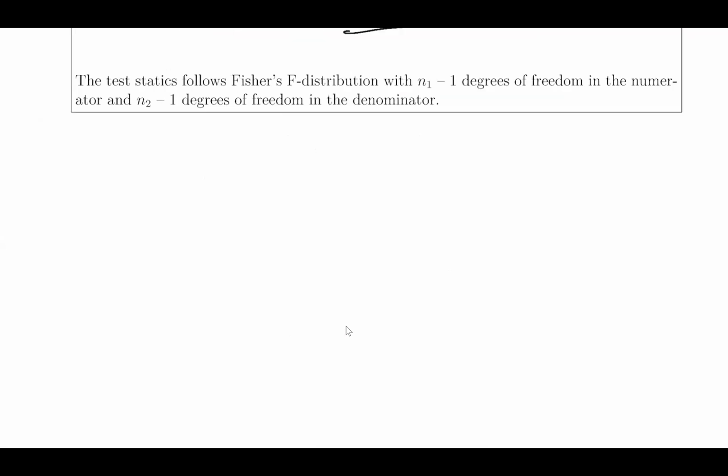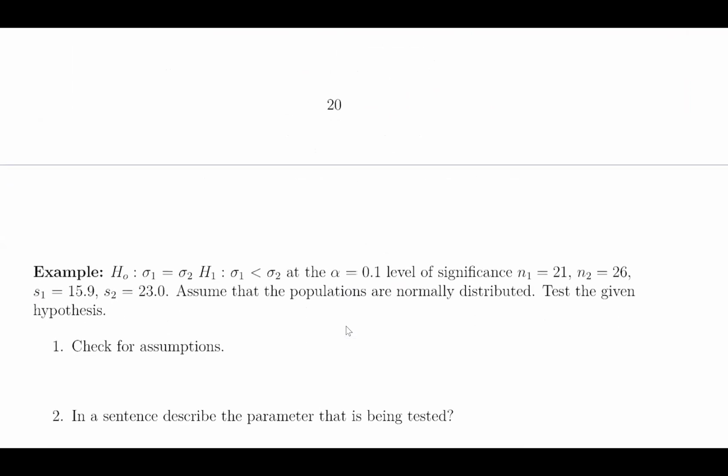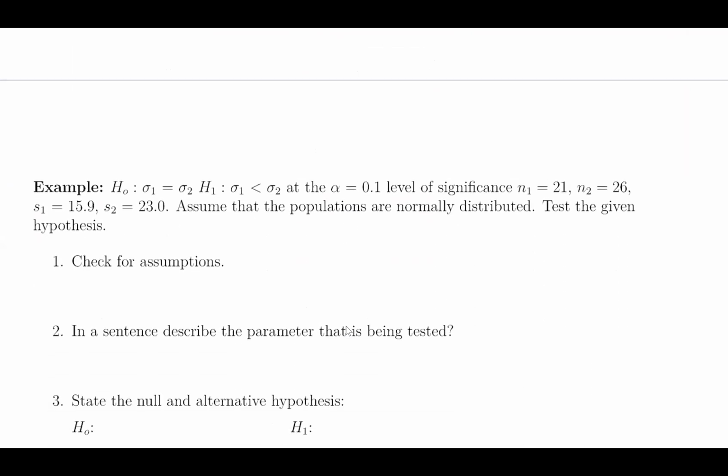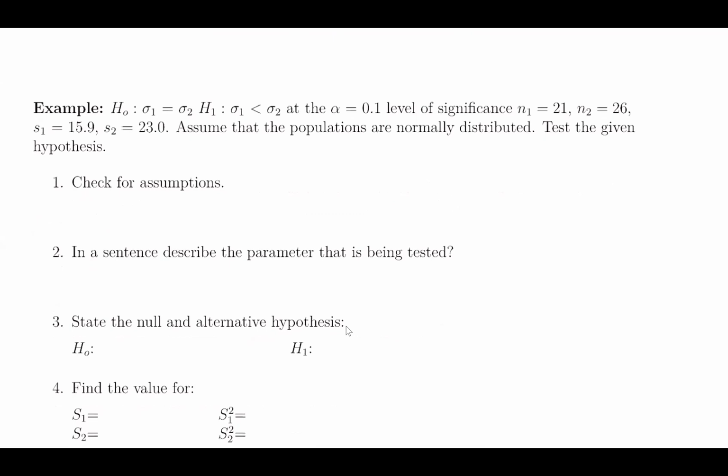All right, so let's go ahead and do some problems. For this one, it's going to be a very basic problem. I already told you the null hypothesis is sigma 1 is equal to sigma 2. My alternate hypothesis is sigma 1 is less than sigma 2. Cool. So for this one, check the assumptions. We don't have to check the assumptions. Why do I not have to check any assumption?